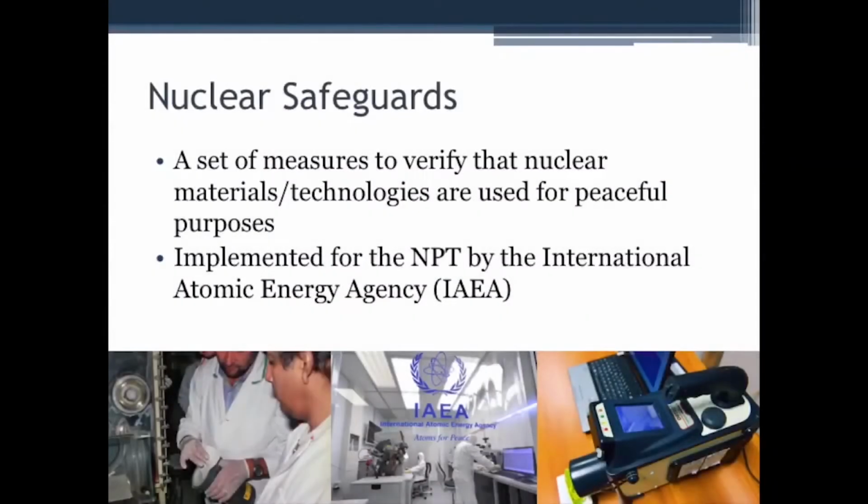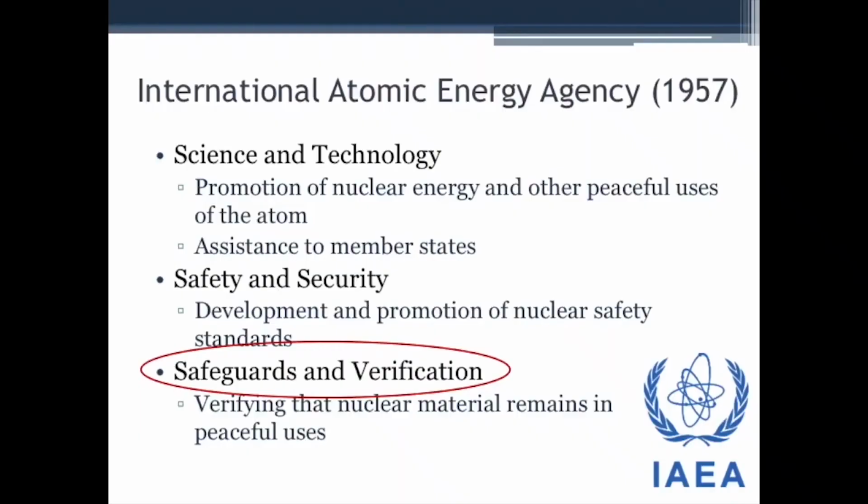Safeguards are a set of technical measures designed to verify that nuclear material and technology remain in peaceful uses and are not diverted to the production of nuclear weapons. The international body that implements nuclear safeguards is the International Atomic Energy Agency, or the IAEA. It is an independent organization with its own statute, secretariat, and governing bodies.